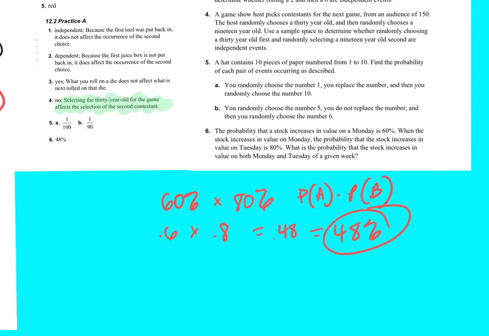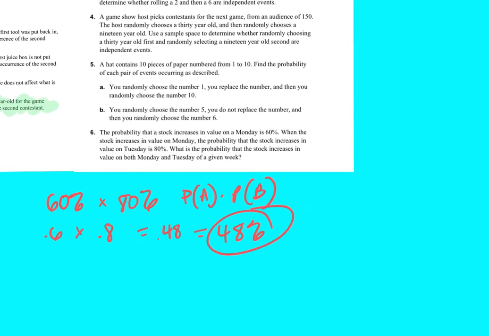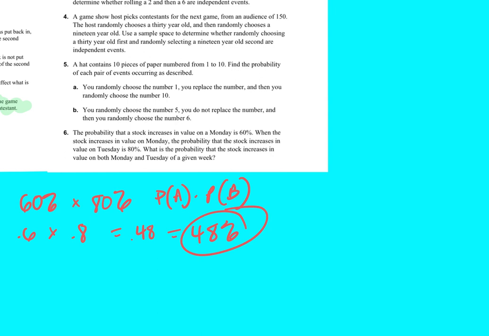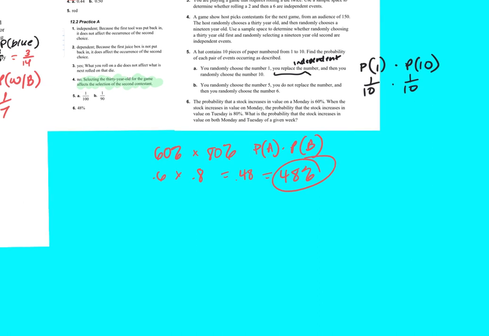Other questions? 5A. A hat contains 10 pieces of paper numbered from 1 to 10. Find the probability of each pair of events occurring as described. You randomly choose the number 1. You replace it. Replace it means independent. And then you randomly choose the number 10. So you want the probability of getting a 1 times the probability of getting a 10. The probability of getting a 1 is 1 out of 10. The probability of getting a 10 is 1 out of 10. So it'd be 1 out of 100. Good.